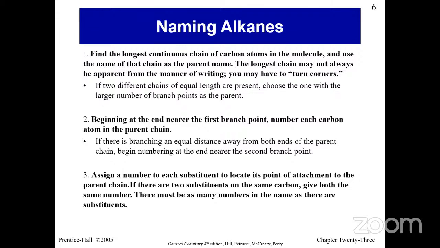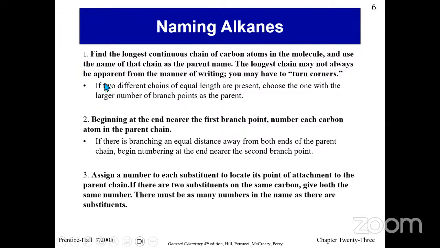Now, one key thing you need to keep in mind is noted right here. It says that the longest chain may not always be apparent from the manner of writing. You may have to turn corners in inverted quote marks. So basically, this rule is saying that you need to identify the longest chain, and the longest chain may not be the obvious one based on how the structure is drawn. Another point about this rule is that if two different chains of equal lengths are present, choose the one with the larger number of branch points as a parent. And I think we're going to see maybe one or two examples of that.